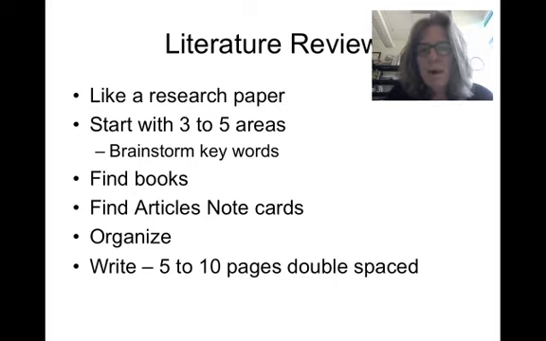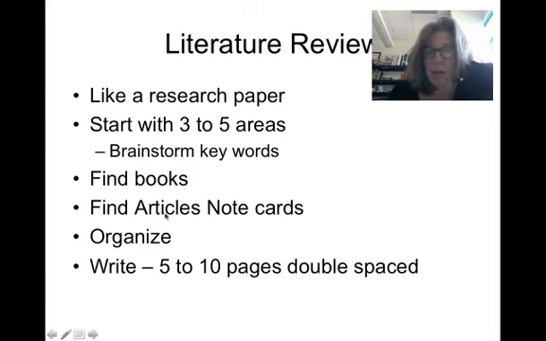Some methods of doing the literature review, like I said, it's like a research. You start with these 3 to 5 areas. You brainstorm. You find books or find articles, and you can find books on Polycat, or you can find articles on the databases, the library databases, or Google Scholar. I would recommend the library databases, but Google Scholar is definitely one way to do it. You then organize it. Sometimes I recommend you put them on note cards. You kind of put the topics on note cards and then organize them, and then you write 5 to 10 pages double spaced as the lit review.